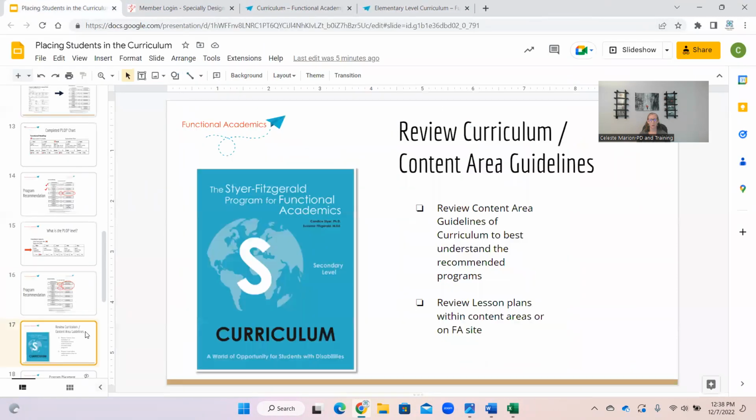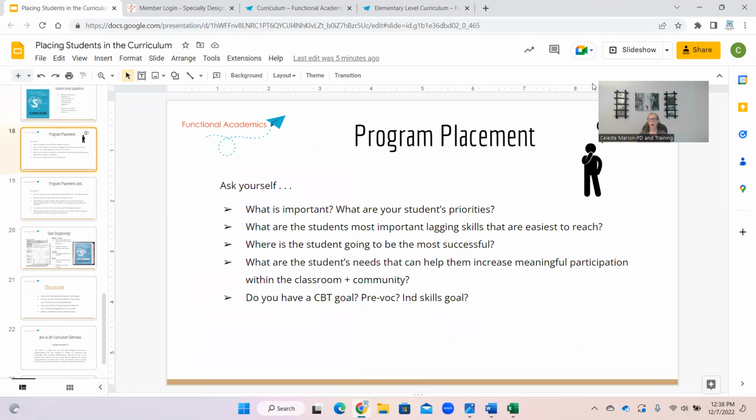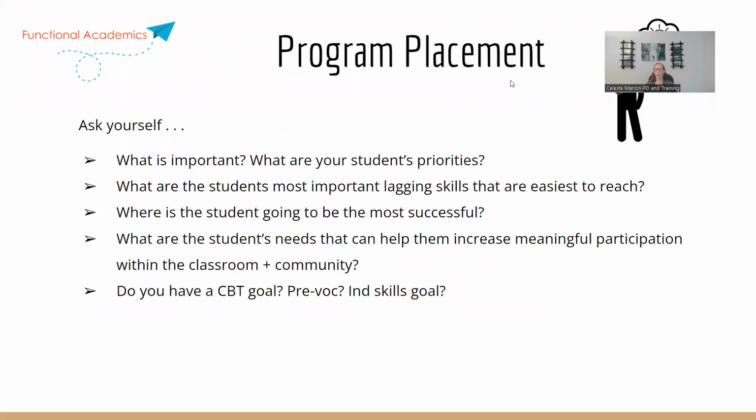So we have just gone over the 5 components of what is needed to make program placement decisions. Okay, so this is where it is time for you to think critically about what you are going to do with your own students. I'd like you to take this moment to ask yourself, okay? What is important? What are your students' priorities?